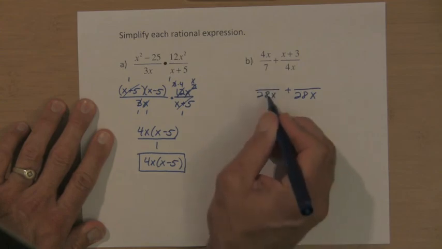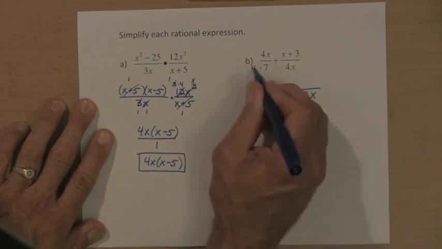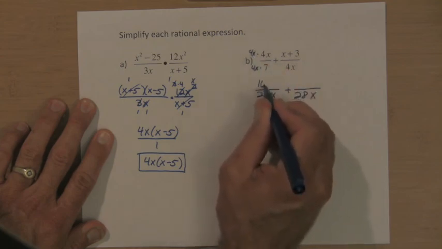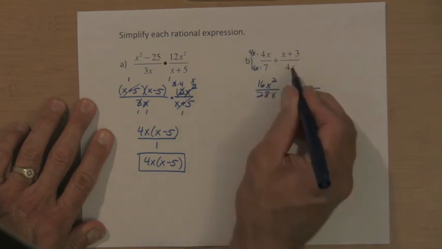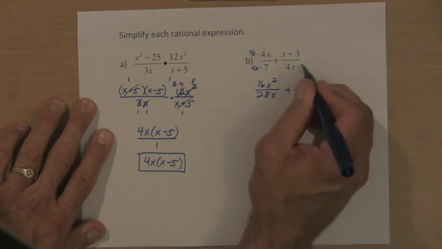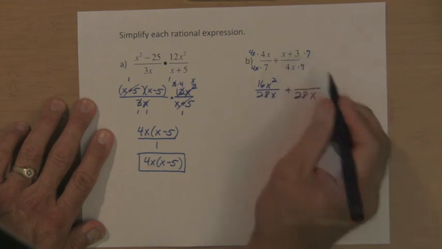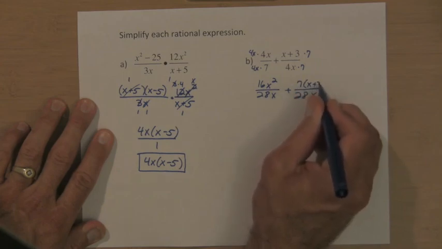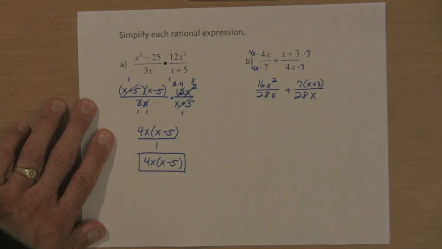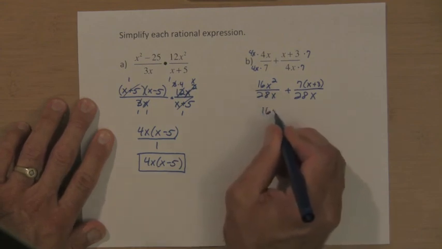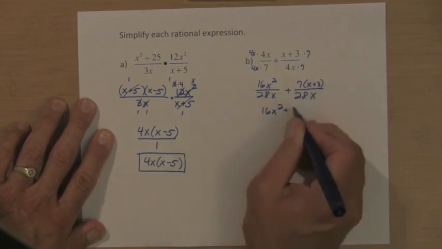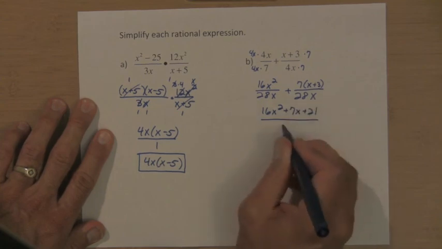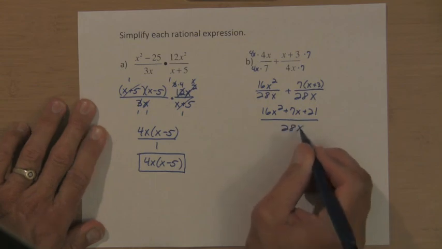To make 7 become 28x, I do the bottom times 4x and the top times 4x. So the top becomes 16x squared. To make 4x become 28x, take the bottom times 7, the top times 7, the whole top. So it's going to be 7 times the quantity x plus 3. Everything gets multiplied by 7. So my answer is the numerators added together, 6x squared, plus, I'll multiply this through, 7 times x is 7x, 7 times 3 is 21, over my common denominator of 28x.